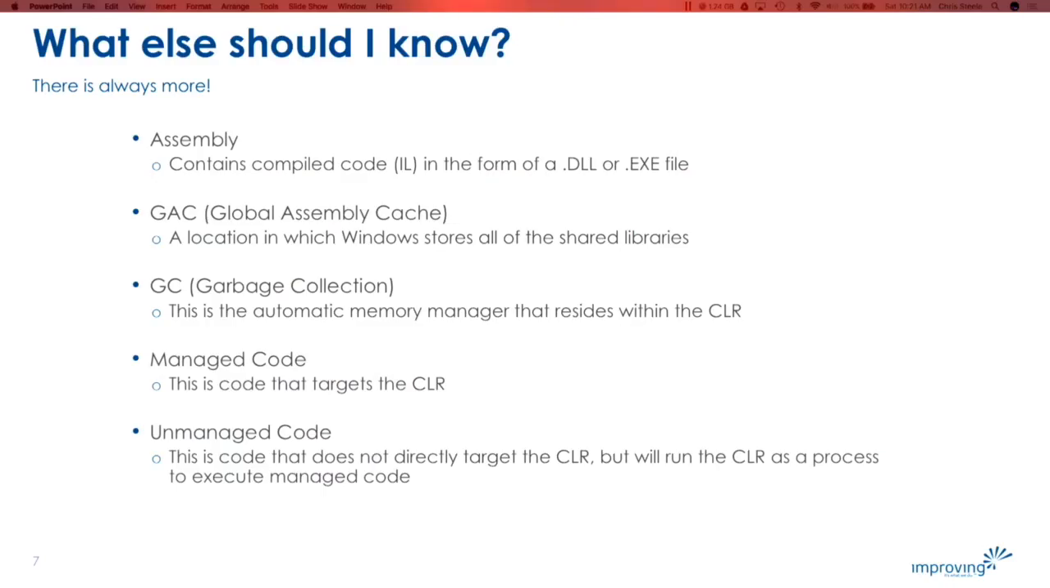So, an assembly, I kind of already hit on this, is that once your code is compiled, it spits out a DLL or an executable file. You guys have all seen these before, like at least a .exe file, I'd imagine. That is also known as an assembly, and that contains the intermediate language, the IL code.